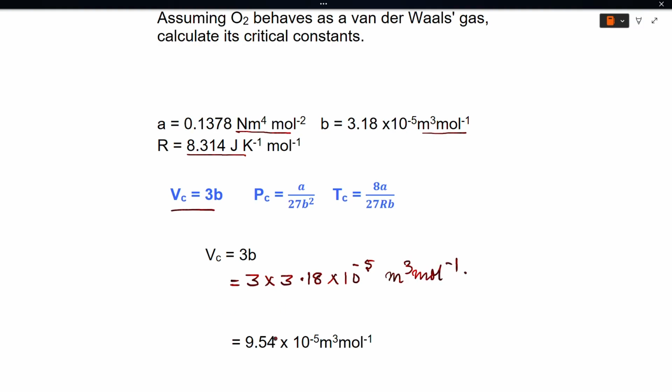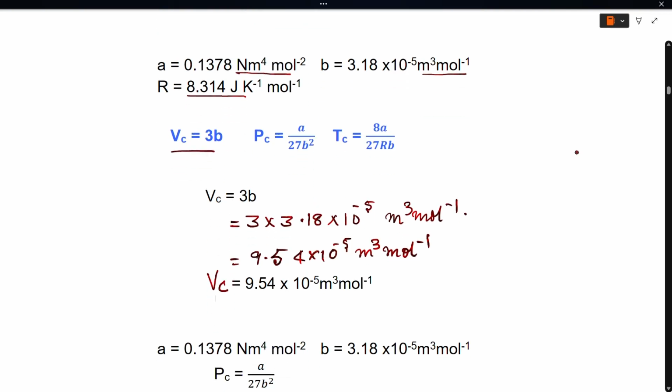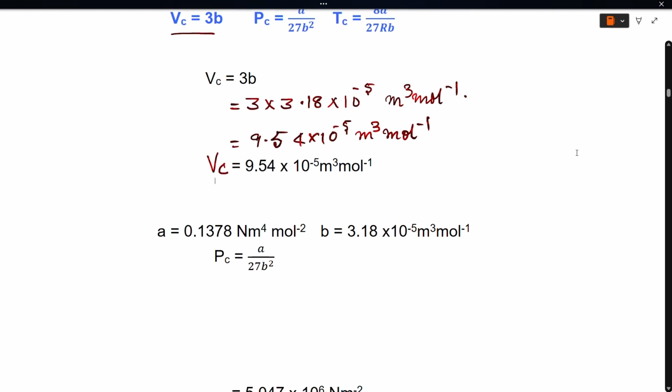So, just multiplying, 3 into 3 is approximately 9. So, the answer will be 9.54 into 10 to the power minus 5. The unit will be the same, that is meter cube mole raised to minus 1. So, that is the answer for Vc. We have found out the value of Vc. Next, we have to find out Pc.